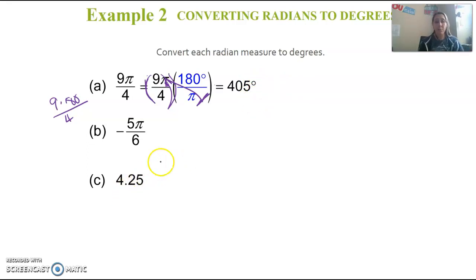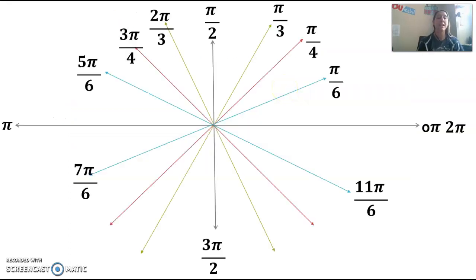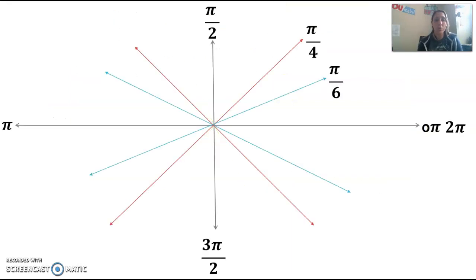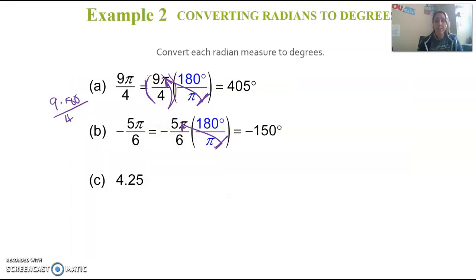Okay, we're going to do the same thing here. So we're going to multiply that. The pi's simplify out, and I'm left with 5 times 180 divided by 6, and I end up with negative 100. Whoa! I thought they fixed this. Negative 150.